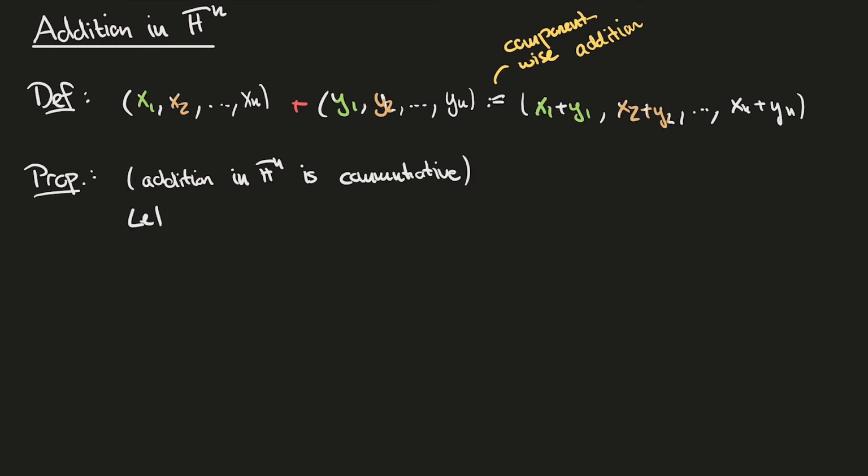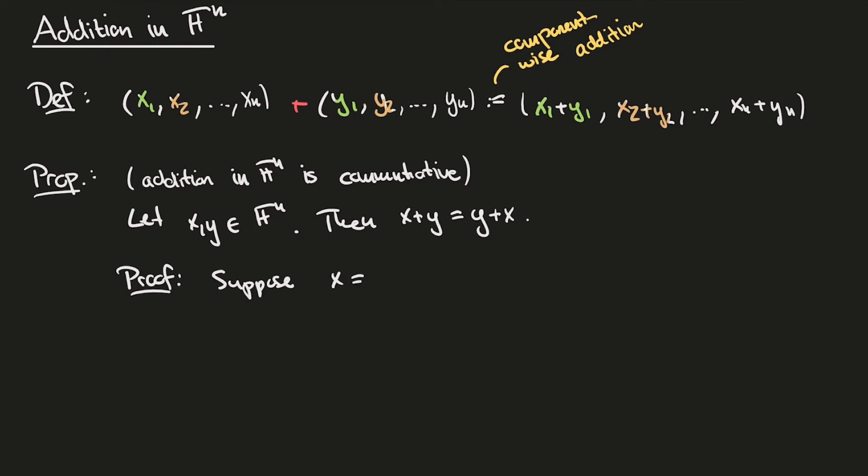This means that if we have x and y in Fn, then x plus y is equal to y plus x. So we'll give a proof of this proposition. We suppose that x, which is an element of Fn, is x1, x2, and so on up to xn. So we write out the more compact notation of x into its components x1 through xn. And similarly, we suppose that y is given by y1, y2, and so on up to yn.